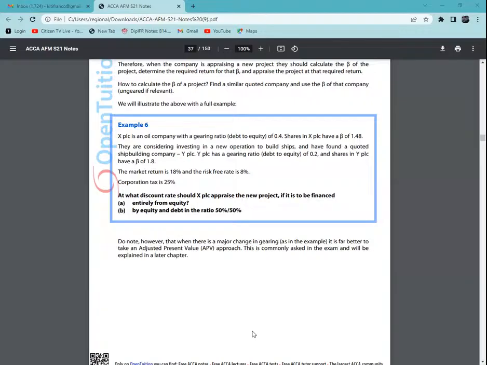Now, from there, we have a corporation tax rate of 25%. So then what discount rate should XPLC use to appraise the new project if it is to be financed, A, entirely from equity, and B, equity and debt in the ratio of 50-50?